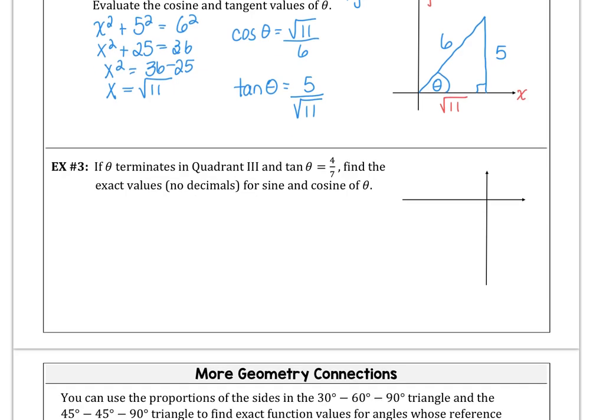Moving on, in example 3, if theta terminates in quadrant 3 and tangent is 4/7, find the exact values, no decimals, for sine and cosine of theta. Again, we're going to draw our angle in quadrant 3, so that's down here. We're going to drop the perpendicular back to the x-axis to create that right triangle. And to move left, tangent is opposite.